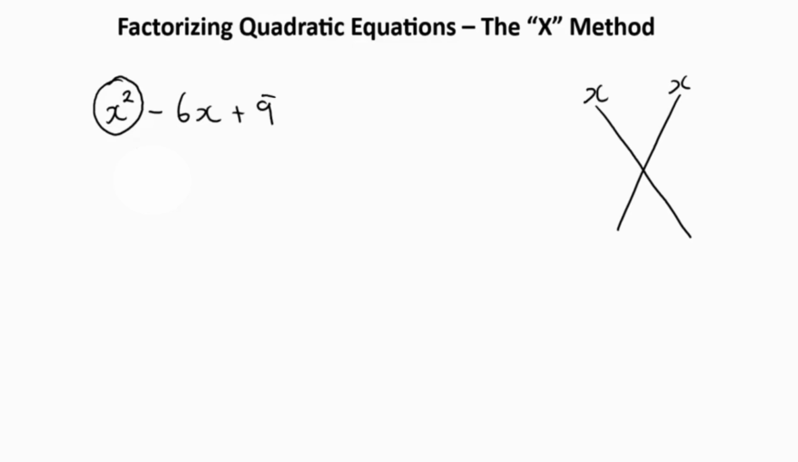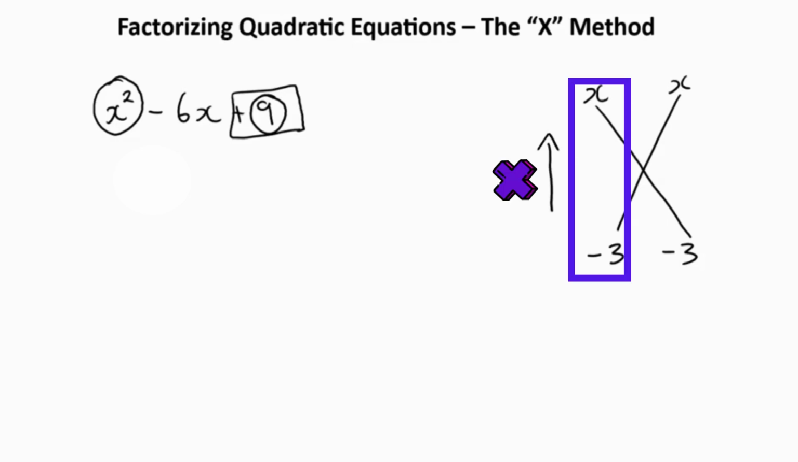So then we do the same thing for the bottom of the X, but in this case we want two numbers that when multiplied together give me positive 9. So it can be two positive numbers or two negative numbers, which should also give you a positive number as their product. So I'm going to try minus 3, and then I'm going to try multiplying them vertically.